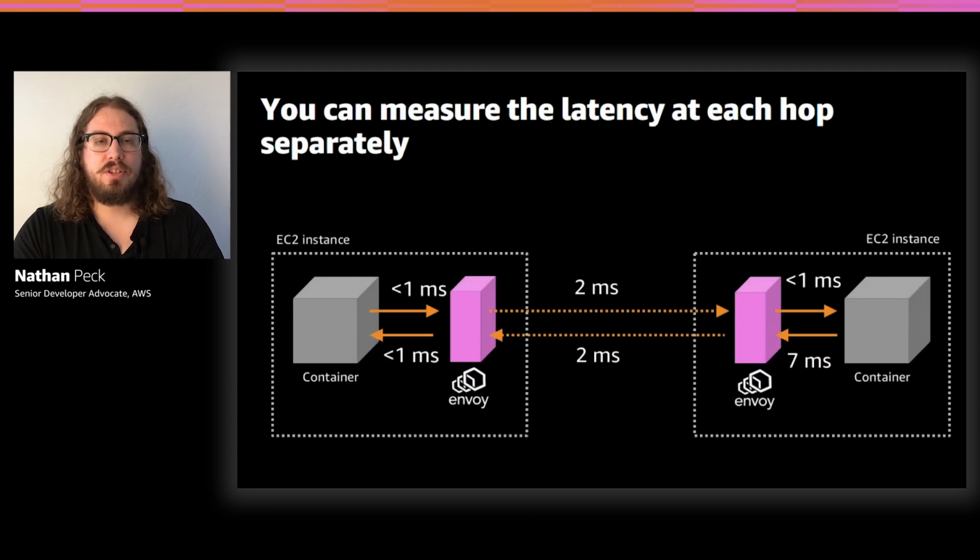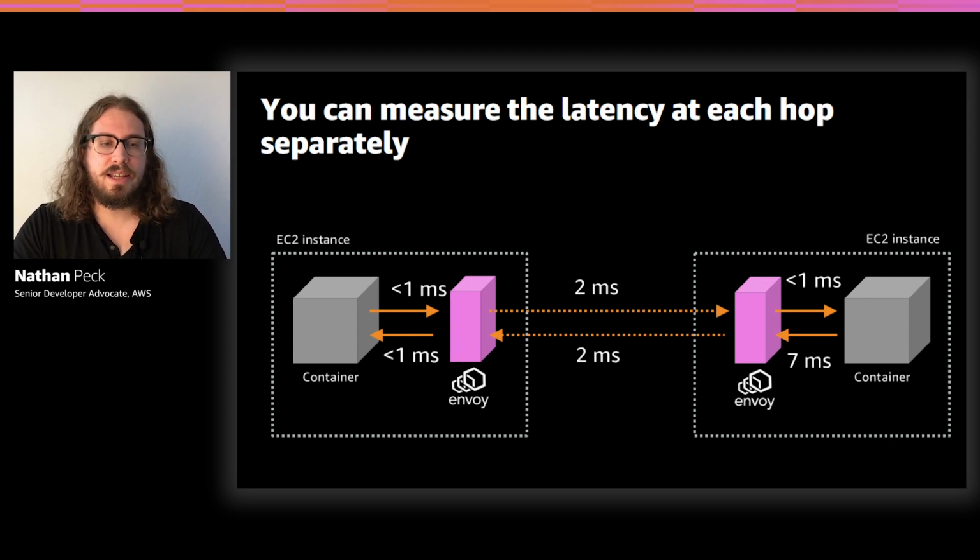Here's an example of measuring the latency of network communication between two different containers. So here I see that there's two EC2 instances. Each computer is running a different container, and there's an Envoy proxy there. And I'm able to measure independently how long it takes for communications to go from one piece to the next. So I can see from the container to the local Envoy on the first EC2 instance, it takes less than 1 millisecond, which is to be expected. It's right there on the same computer.